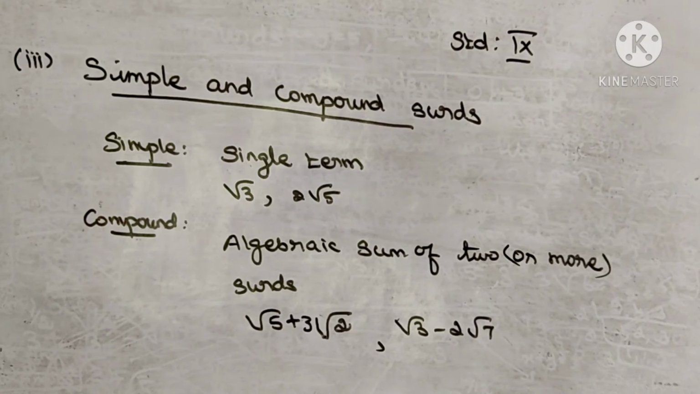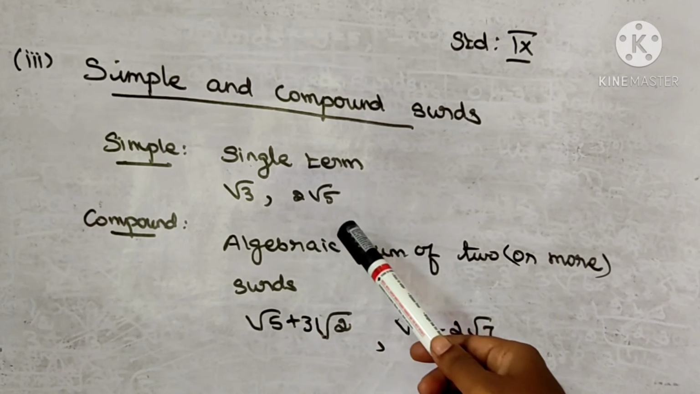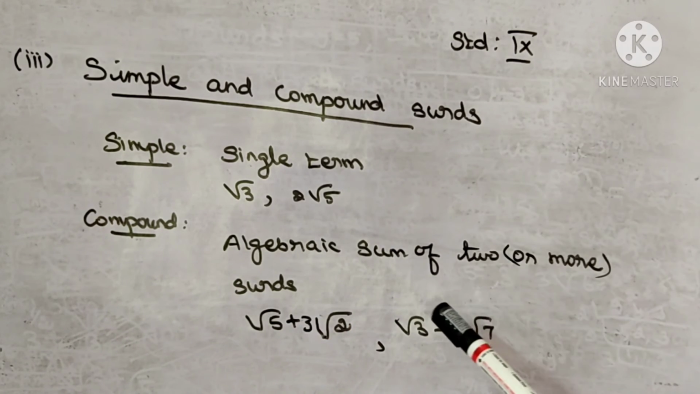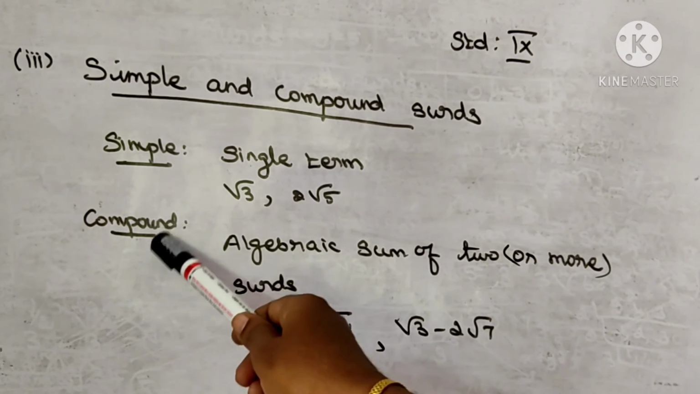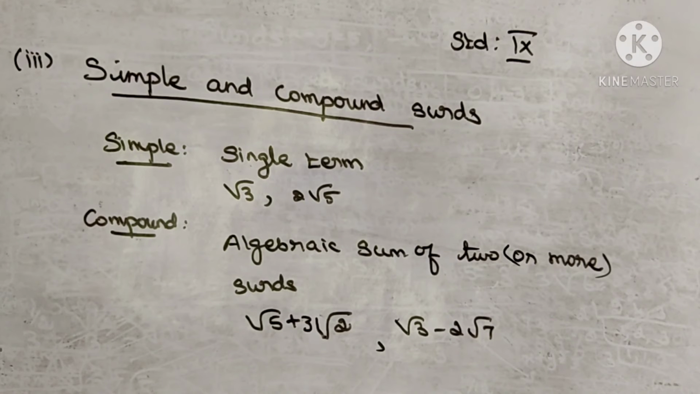And compound surds are the algebraic sum of two or more surds. For example, see these two terms are connected with a plus and these two terms are connected with a minus. So this sum of two or more surds is called a compound surd.